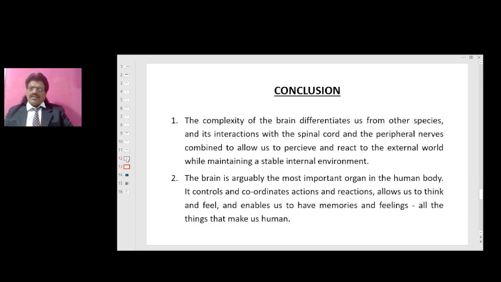So finally, to conclude, the complexity of the brain differentiates us from other species, and its interactions with the spinal cord and peripheral nerves combine to allow us to perceive and react to the external world while maintaining a stable internal environment. The brain is arguably the most important organ in the human body. It controls and coordinates actions and reactions, allows us to think and feel, and enables us to have memories and feelings, all the things that make us human.